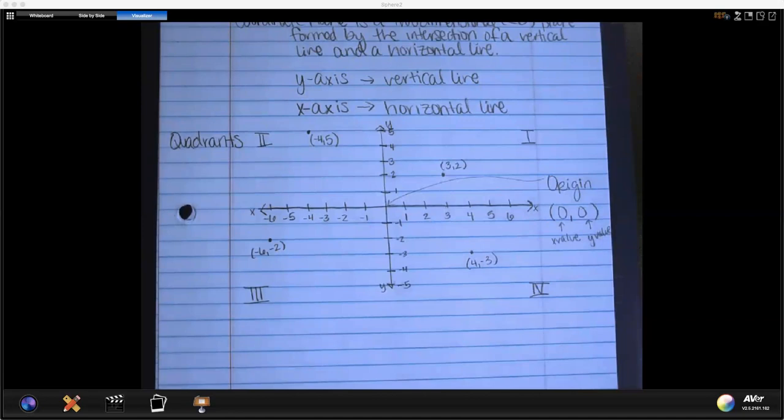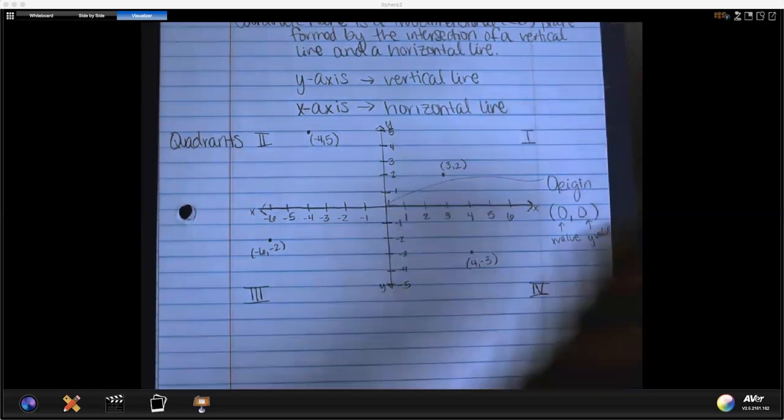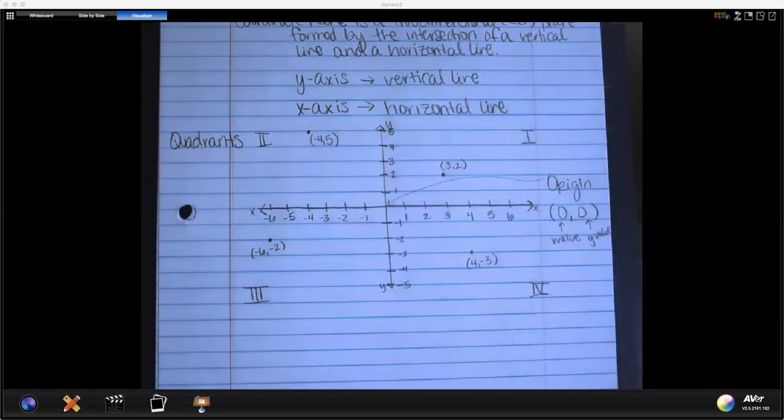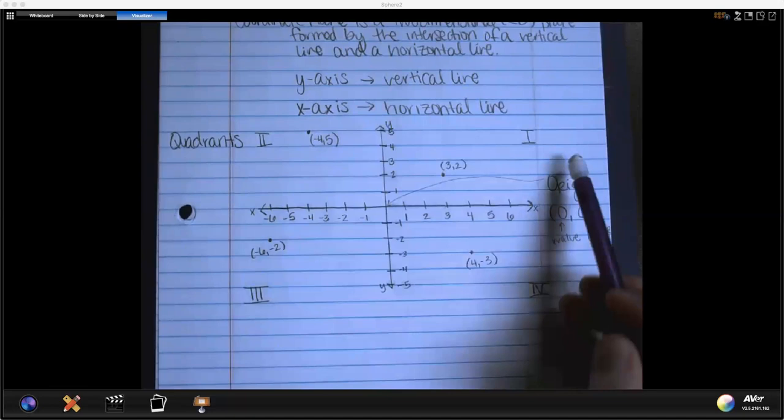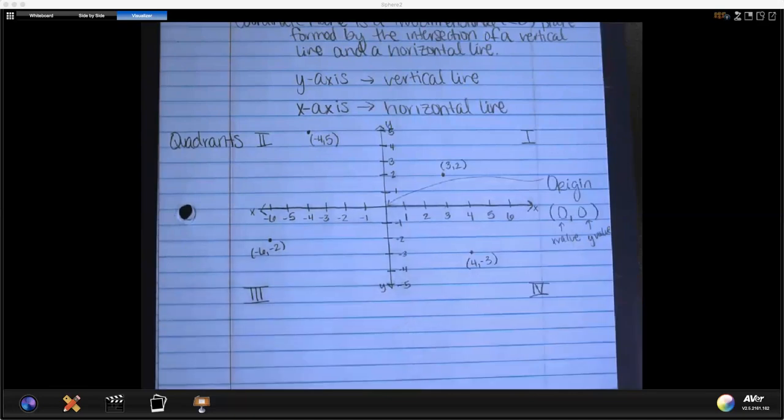The way that I always teach my kids to remember is it starts with positive, positive, and it goes counterclockwise, which does require you to know which way the clock goes. It starts at 1 and goes left, works its way around, like you're making a C. I'm trying to help you out.